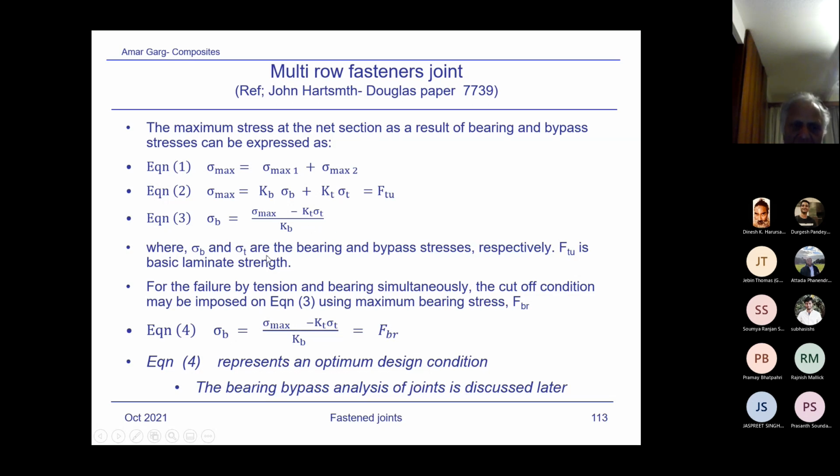So you calculate from here, sigma B is this one. For failure, if we are writing sigma B, it must be equal to FBR. The bearing failure would occur when the bearing stress reaches the allowable. So this is the equilibrium equation for failure, and that will represent the optimum joint design.